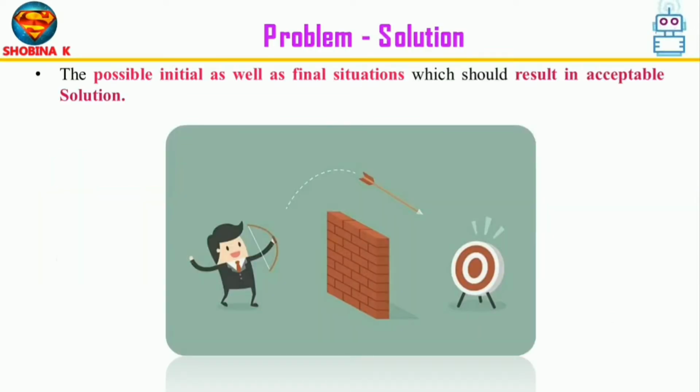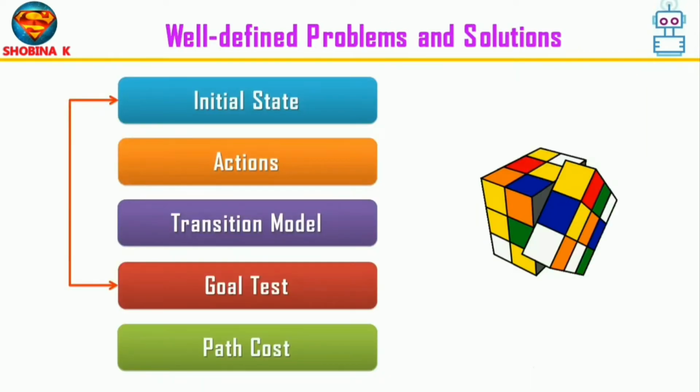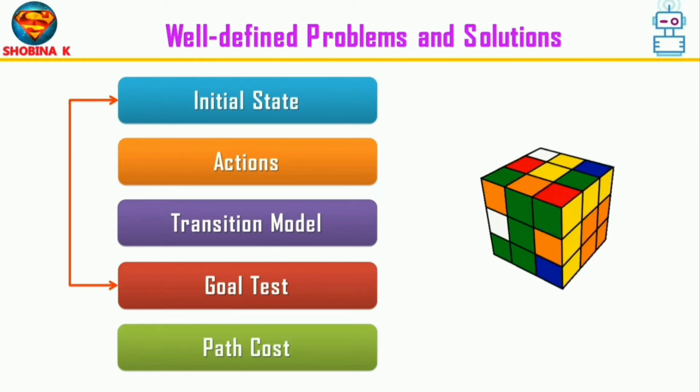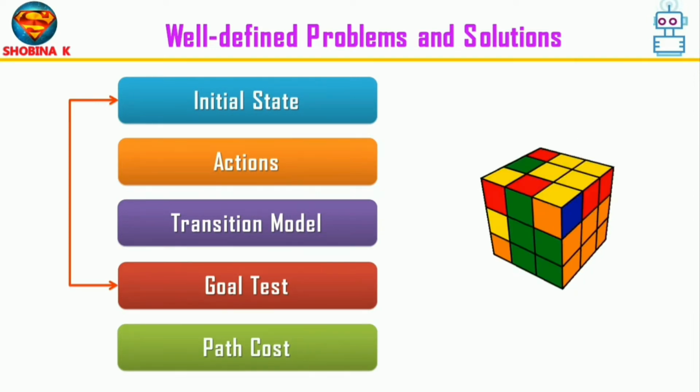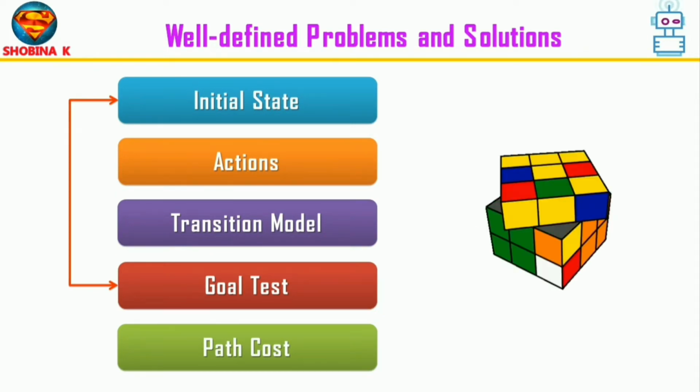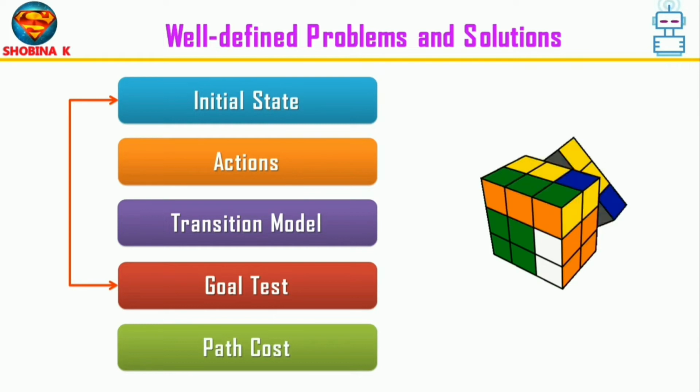Before we get into more about the problem formulation phase, we need to first understand what a problem is in terms of problem solving agents. Problems are the issues which come across any system, and solutions are needed to solve that particular problem. A well-defined problem has 5 components: a start or initial state, a description of actions available to an agent, a description of what each action does, also called a transition model, a goal test, and path cost.